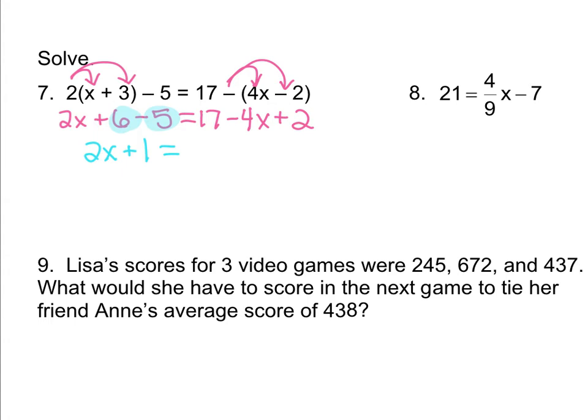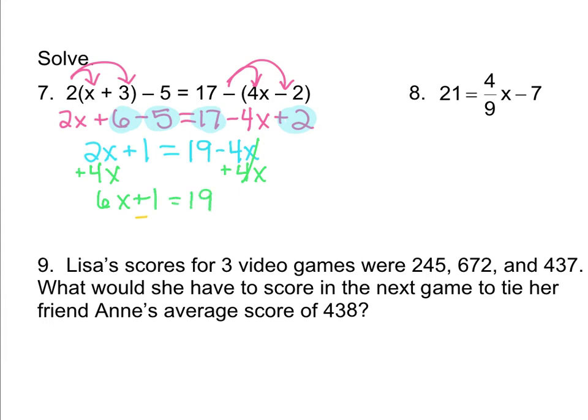And then on the right, 17 plus 2. So I would get 19 minus 4x on the right. So then I can just solve by moving variables all to one side and numbers all to one side. So I'm going to add the 4x just because I usually move my smaller variable so I don't have to deal with a lot of negatives. And that would be 6x plus 1 equals 19.